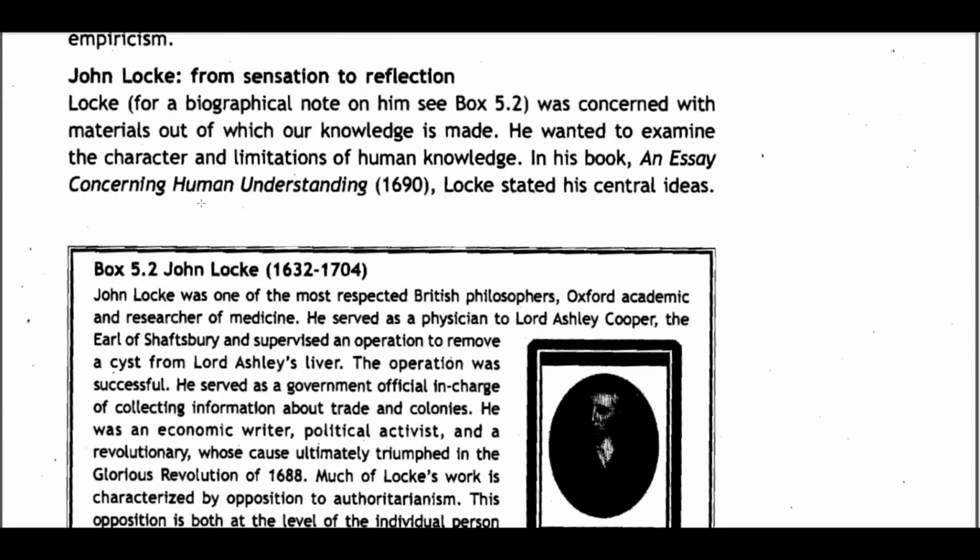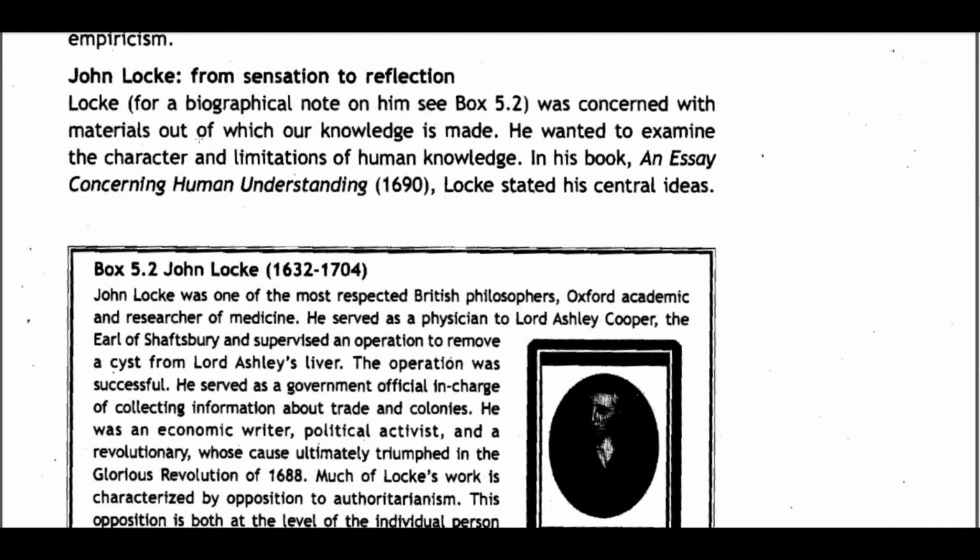John Locke, from sensation to reflection. Locke was concerned with the materials out of which our knowledge is made. He wanted to examine the characteristics and limitations of human knowledge. In his book, An Essay Concerning Human Understanding, 1690, Locke stated his central ideas.